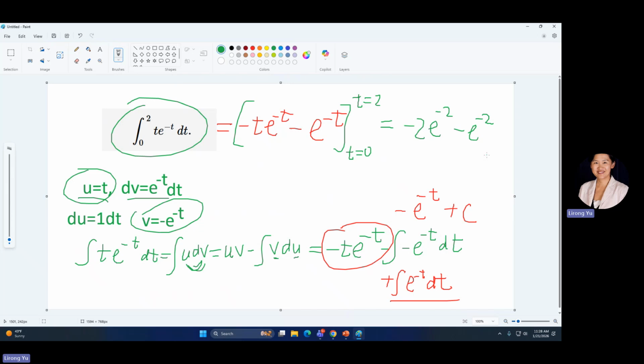On this part, e to the negative 0 is e to the 0. E to the 0, check with your calculator, any number to the power 0 equals 1. So at the lower limit, the value is negative 1. We were supposed to subtract the lower value. The lower limit is negative 1, and minus negative 1 is actually plus 1. This can be combined even further, because that's negative 2 e to the negative 2 and negative 1 e to the negative 2, combine them.